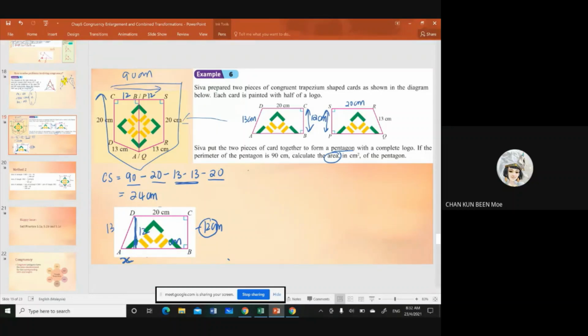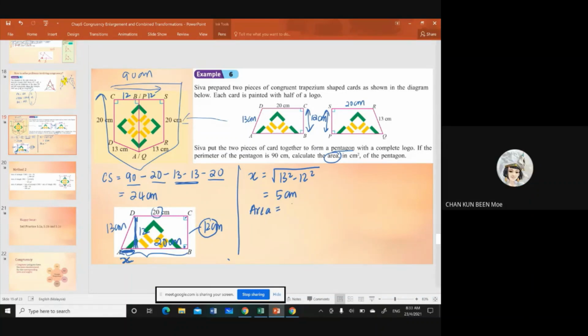So to get the value of X, we use the Pythagoras Theorem, right? It will be the square root of 13 squared minus 12 squared. So 169 minus 144, the answer is equal to 25. The square root of 25 is equal to 5 centimeter. So the X is 5 centimeter. Now, can we get the area? Can, right?